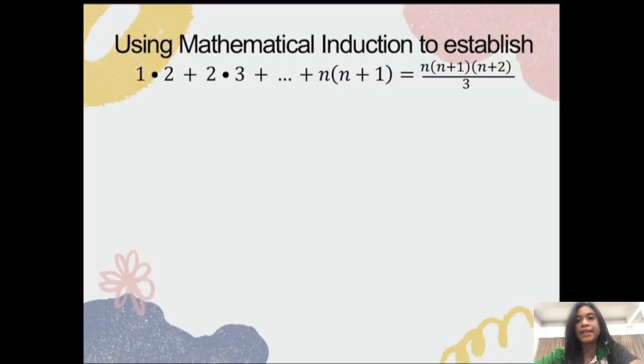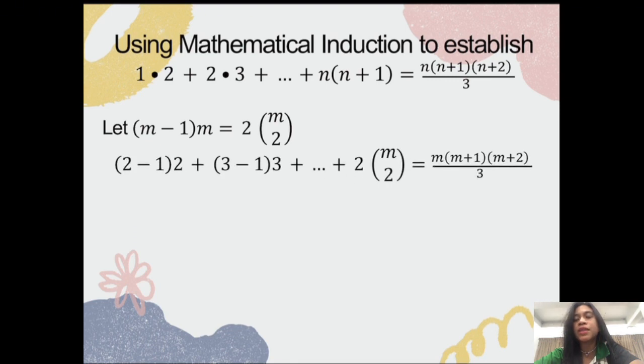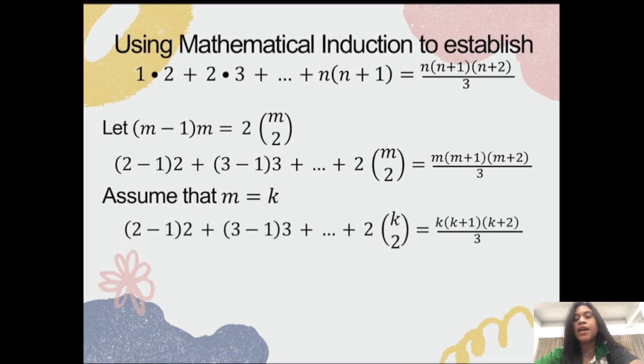Using mathematical induction, we establish that 1 times 2 plus 2 times 3 plus ... plus n times (n minus 1) is equal to n times (n plus 1) times (n plus 2) all over 3. So let (m minus 1) times m be equal to m taken 2, where m must be greater than or equal to 2.